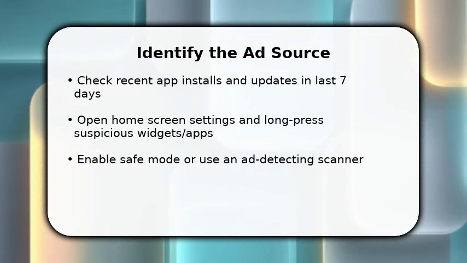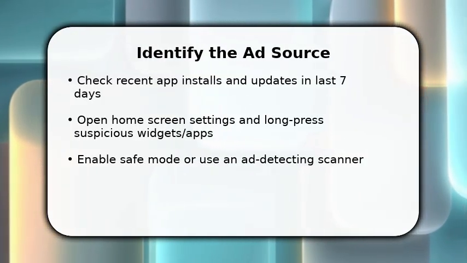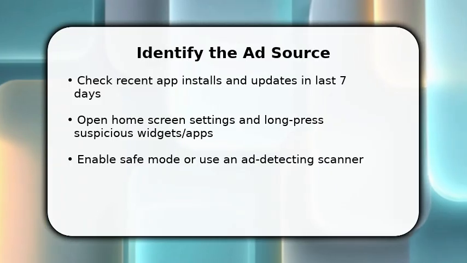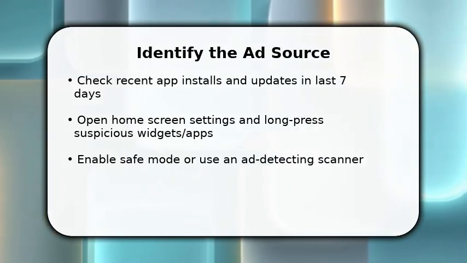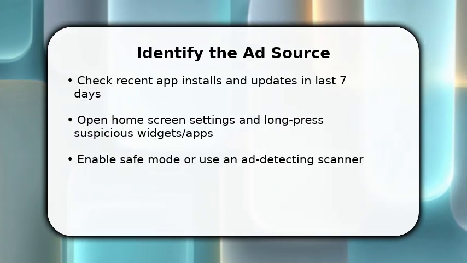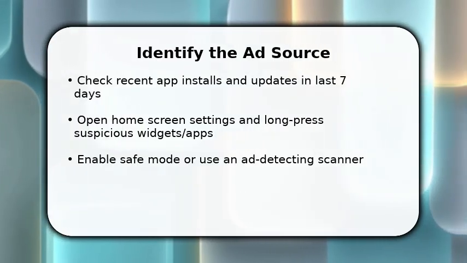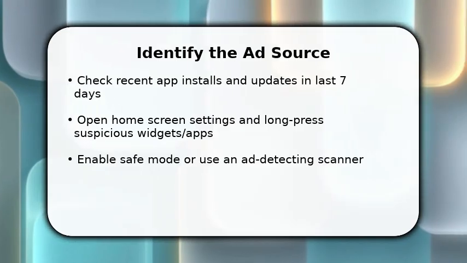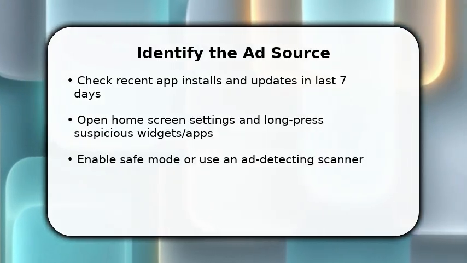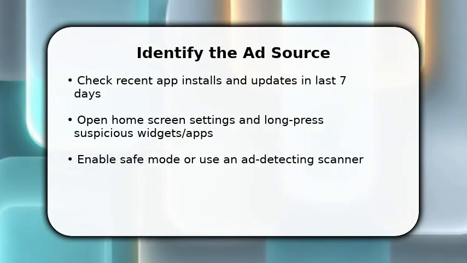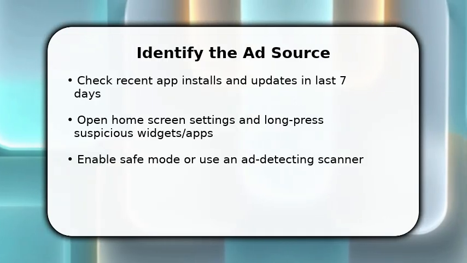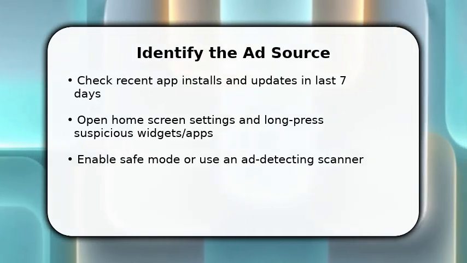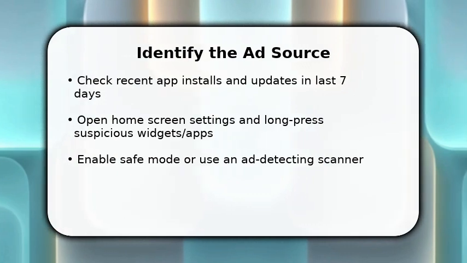You start by finding where the home screen ad originates. This matters because treatment depends on the source. First, review apps installed or updated in the past week and note any unfamiliar names. Next, long press the ad or widget to see its app link or settings. That reveals the package. If uncertain, boot into safe mode or run a lightweight ad detector to isolate non-system apps. Once done, you'll have a short list of candidates to remove or reconfigure.